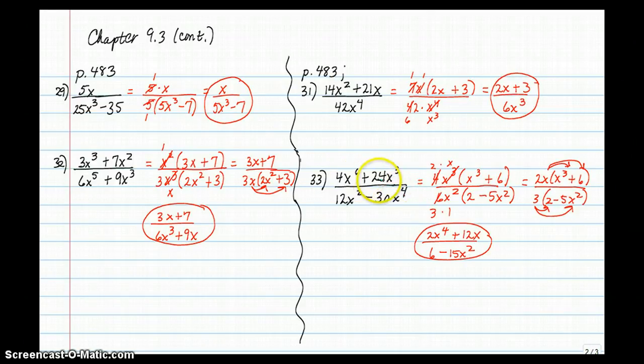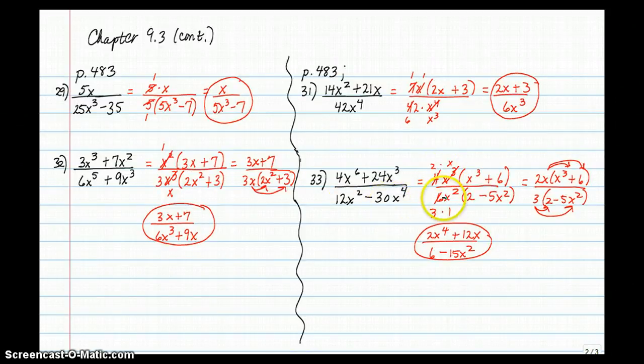Looking at 4 and 24, we can factor out a 4. We have x to the 6th and x to the 3rd. We can factor out an x to the 3rd power. So 4x to the 3rd times what gives us 4x to the 6th? Well, that's x to the 3rd. And 4x to the 3rd times what gives us 24x cubed? Well, that's 6. For the denominator, we factor out 12 and 30.